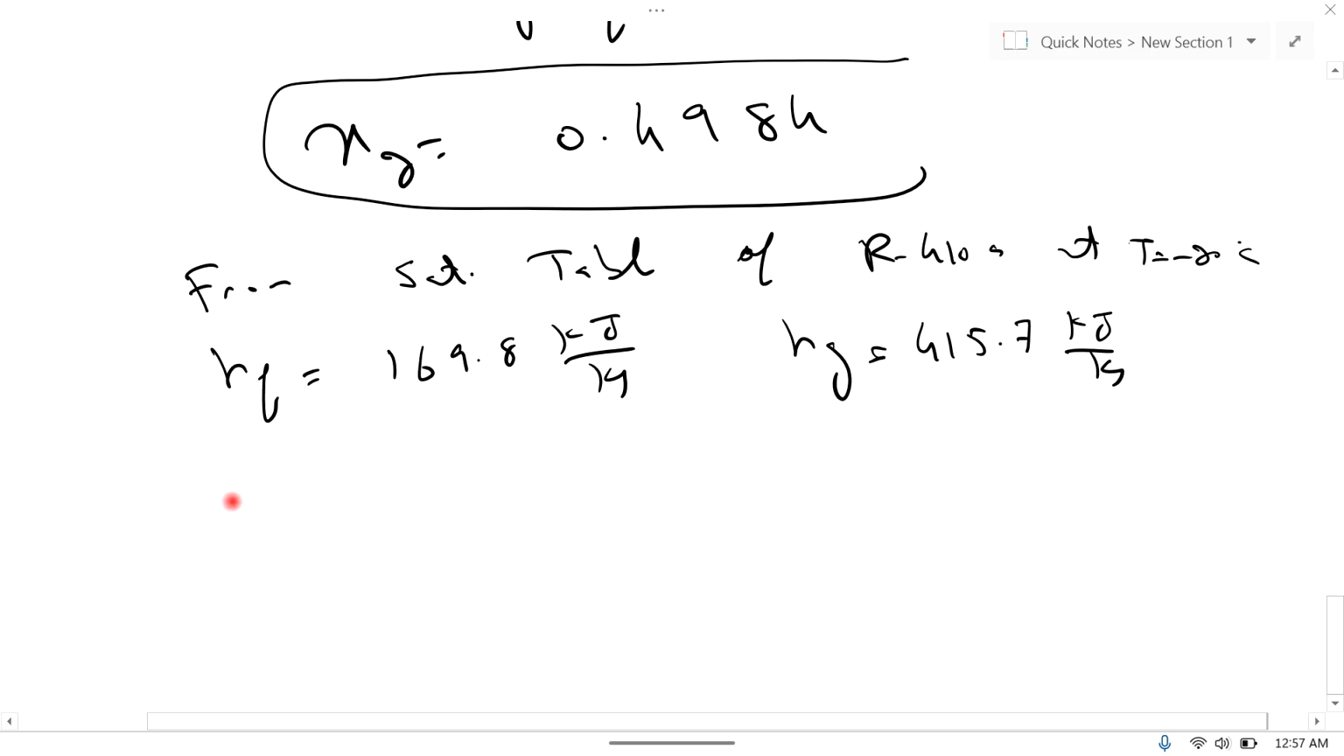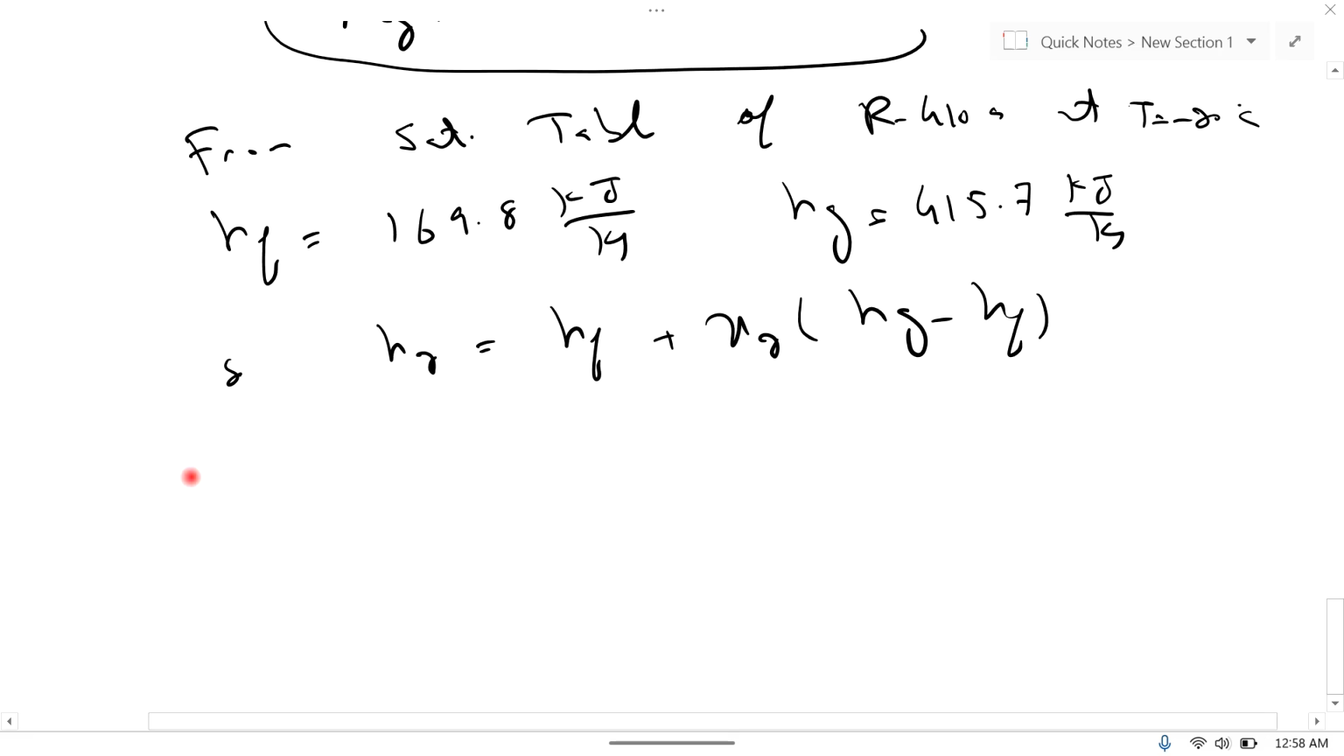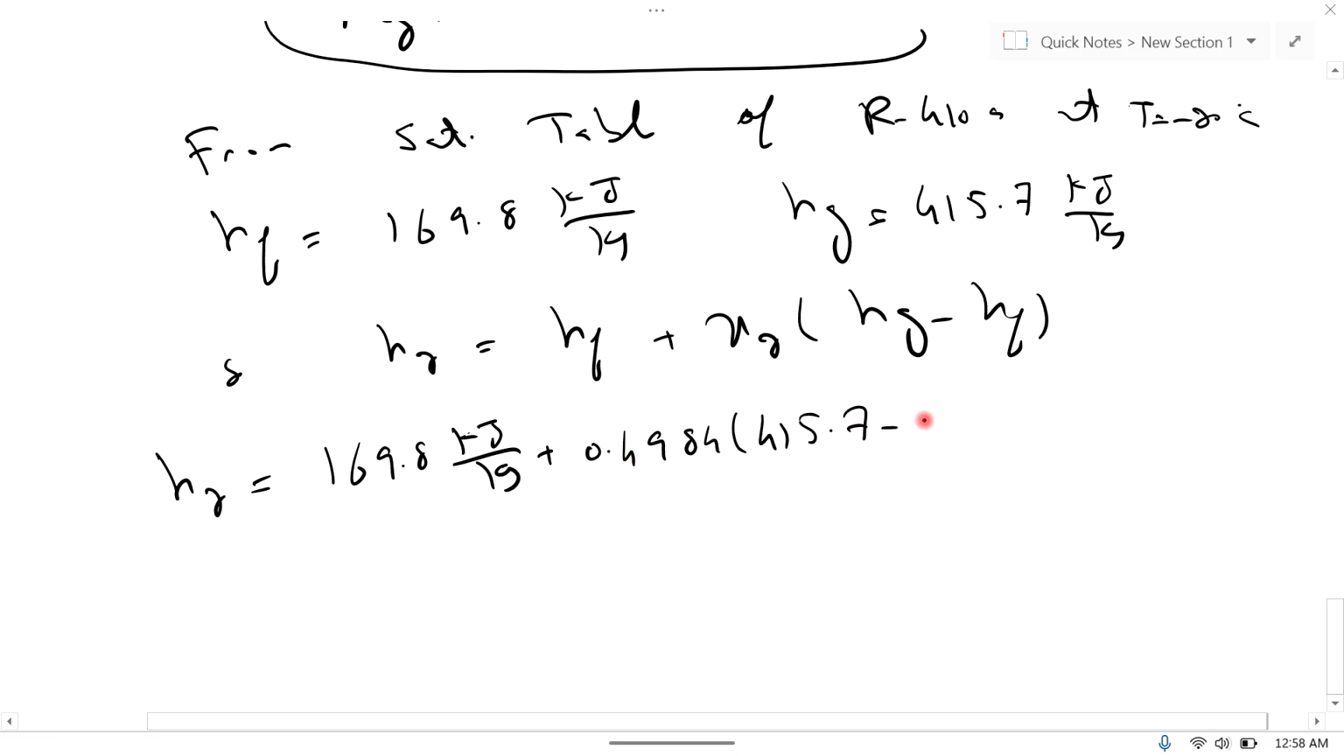So H2 is equal to Hf plus X2 into Hg minus Hf. Putting values, H2 is equal to 169.8 kilojoule per kg plus 0.4984 times 415.7 minus 169.8, unit kilojoule per kg. So H2 is equal to 293.25. This is a simple calculation, you can do this.